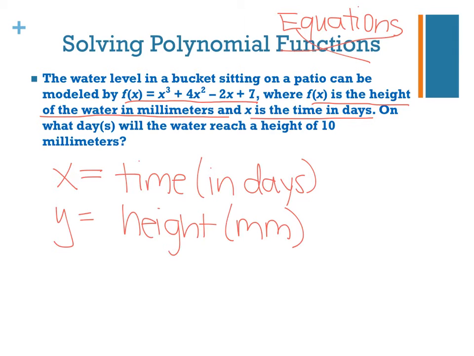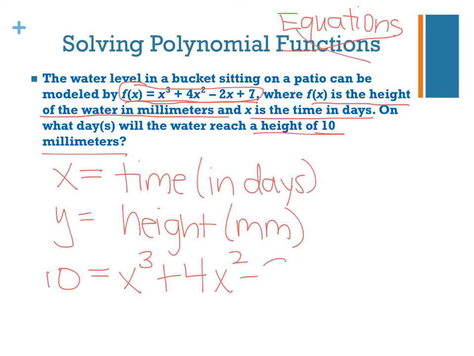So what we're going to do here is we have a function given to us, f of x, that models the height of the water based on time and days. And so what I'm going to do is it's giving us a height of 10 millimeters, and they want to know how long it's going to take for the water to reach that height of 10 millimeters. So I'm going to substitute 10 for y, or f of x, and then I get x cubed plus 4x squared minus 2x plus 7.